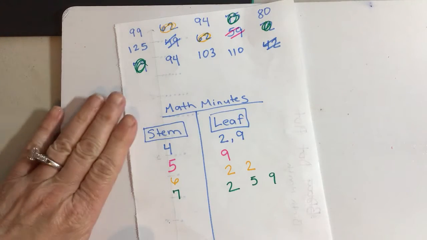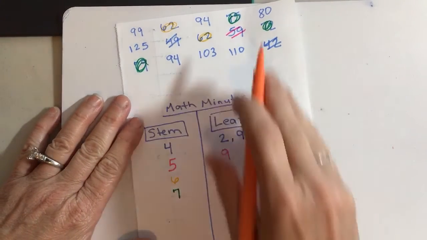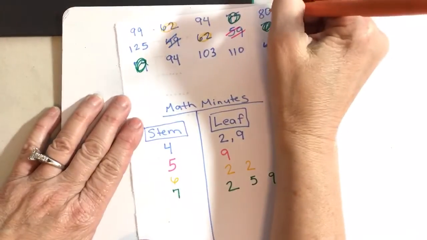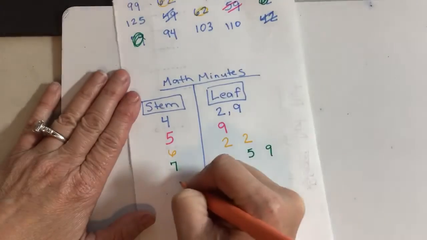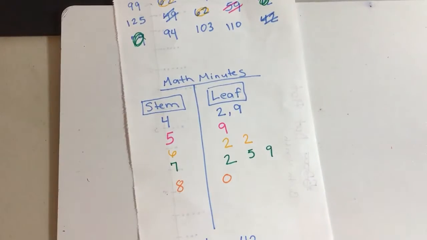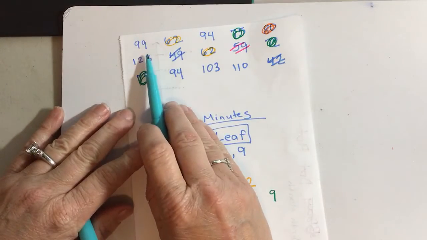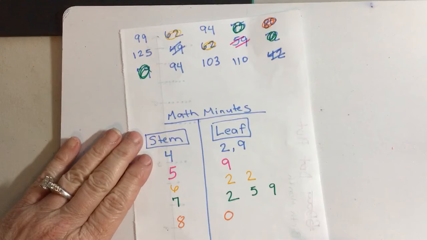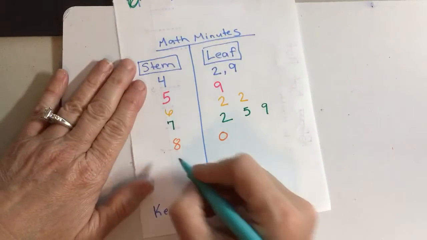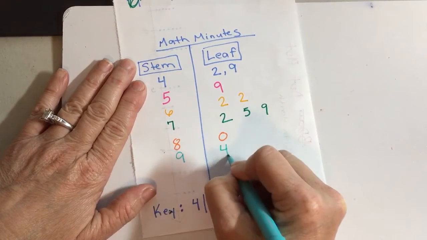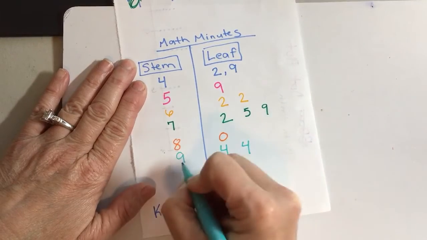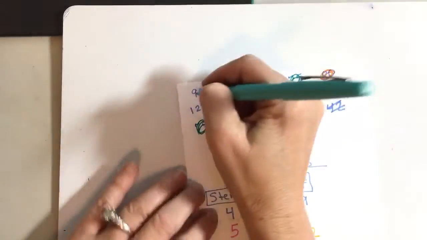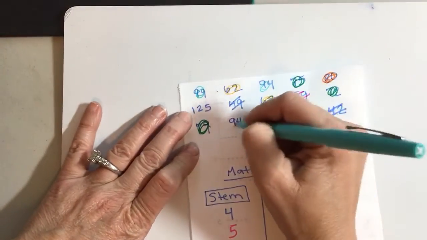All right, 80s. There's just one, this one right here. There's the 80. Let's go with the 90s. 99, 94, 94. All right, 94 is the lowest number, and it's twice. So 94, 94, 99. I'm going to run out of room.